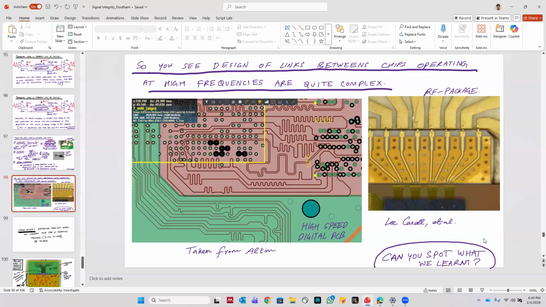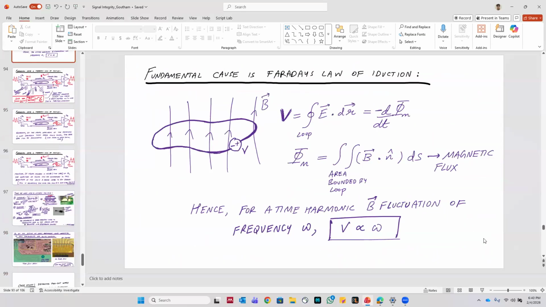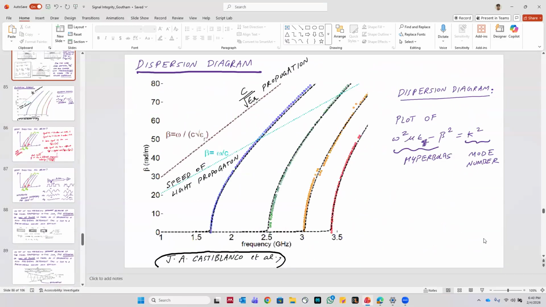And I'll talk about a case study where I show, from my own experience, how you design a link like this. But before we get to that, I want to go back to transmission lines and matching.